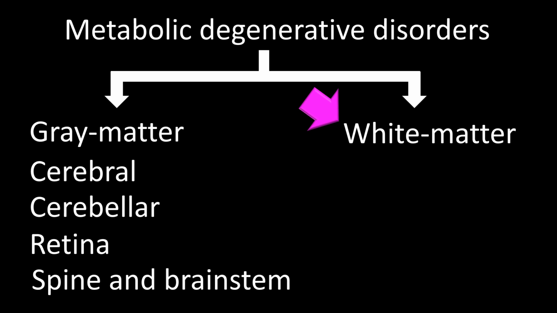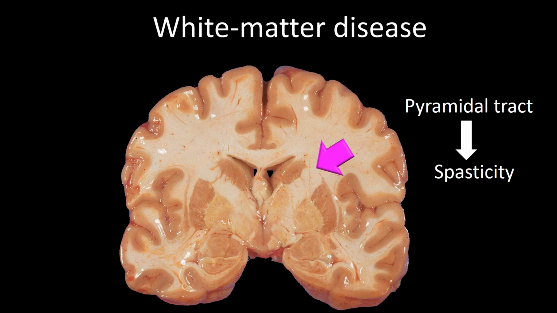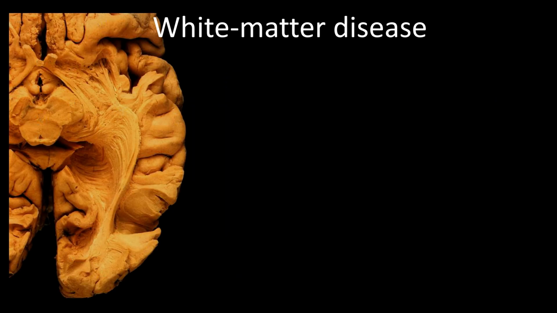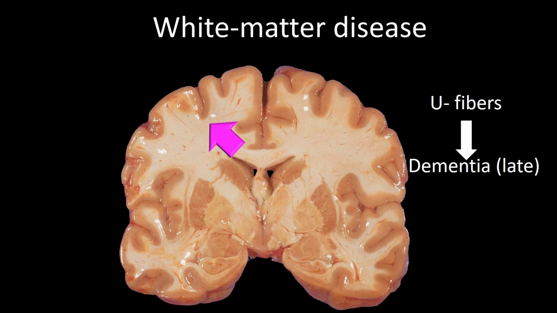In other patients, metabolic degenerative disorders produce predominantly white matter changes. Again, this is a coronal cut of the brain. White matter changes involving the pyramidal tract produce spasticity. When involving the visual system, they produce blindness. When involving the U fibers, they produce dementia. This is usually a very late finding in patients with primarily white matter degenerative disorders.